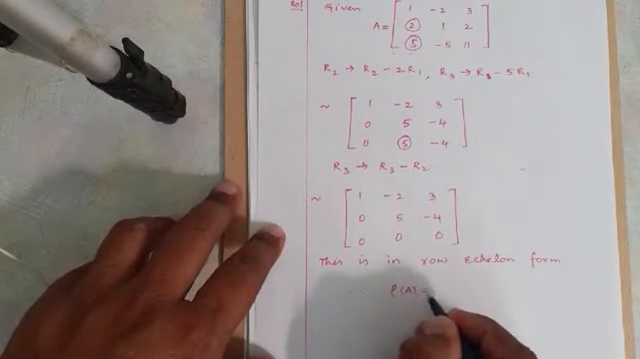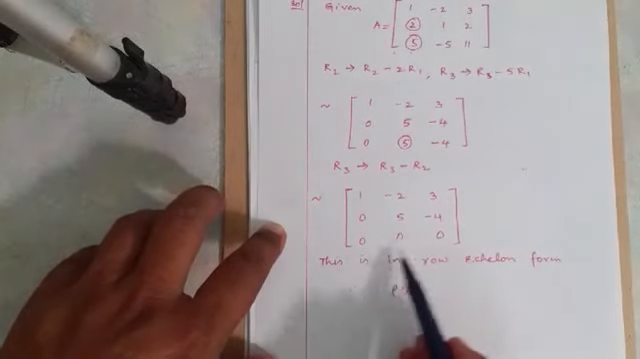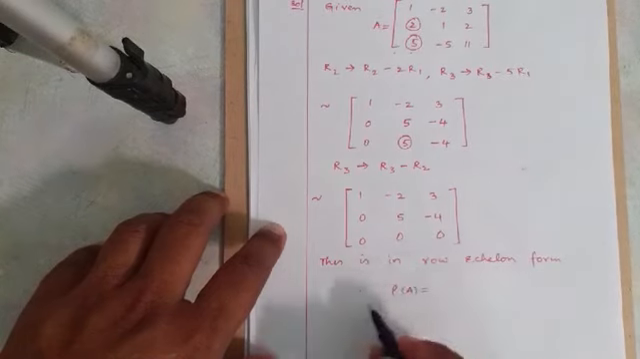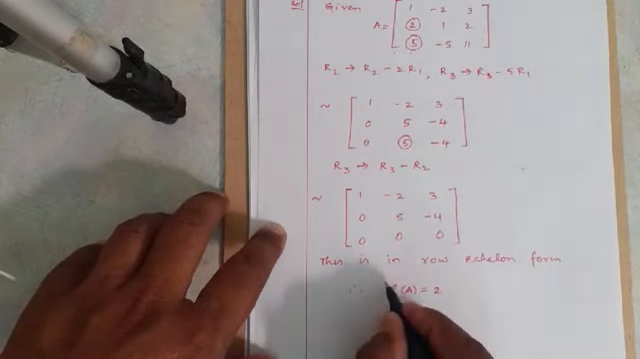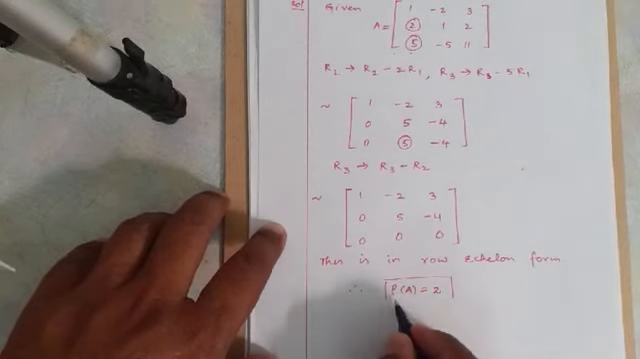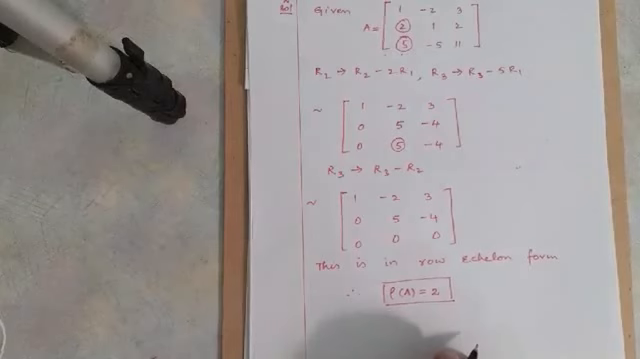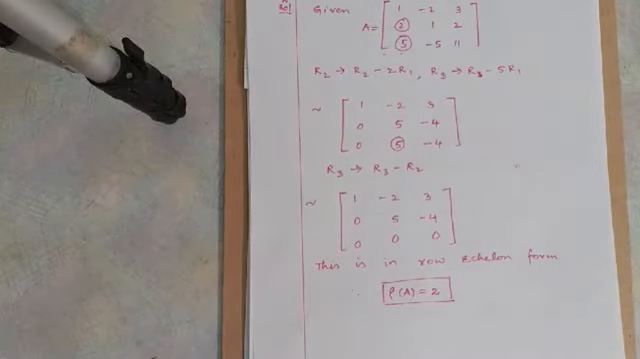So in the resultant matrix we have two non-zero rows. The third row is a zero row. So if you have two non-zero rows, then we say, therefore, rank of A is equal to 2. So this is the answer of this question. Hope you have understood. So this is the solution of the second question.